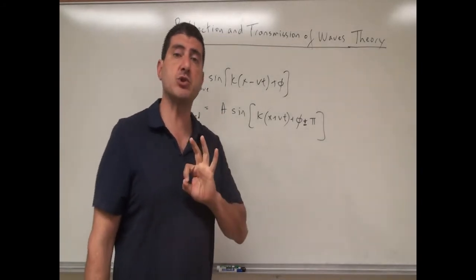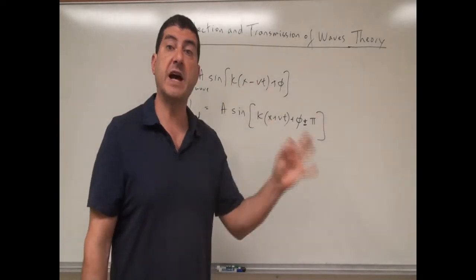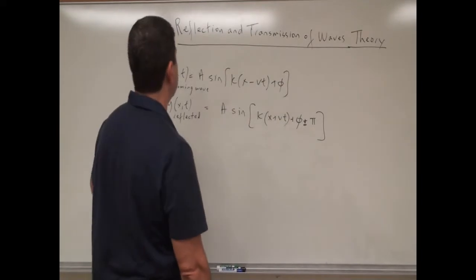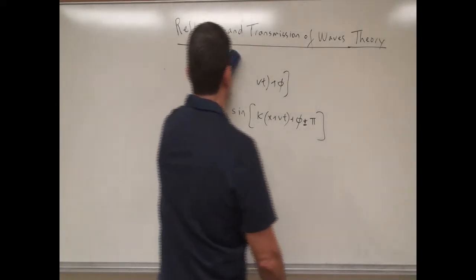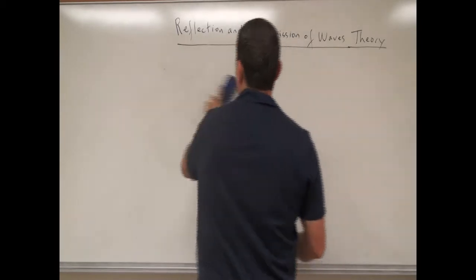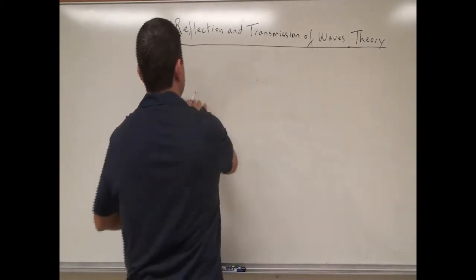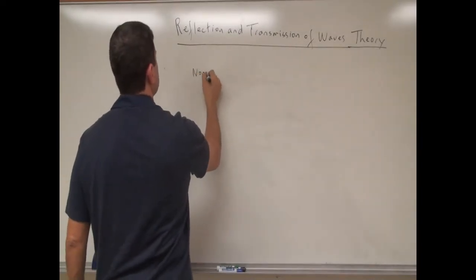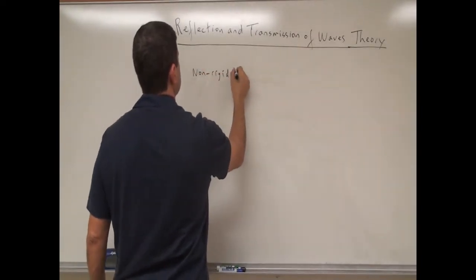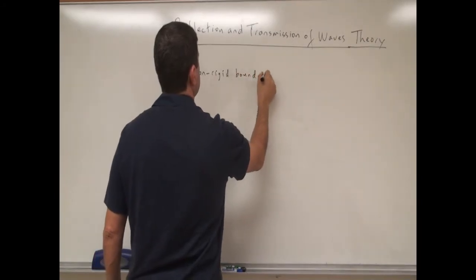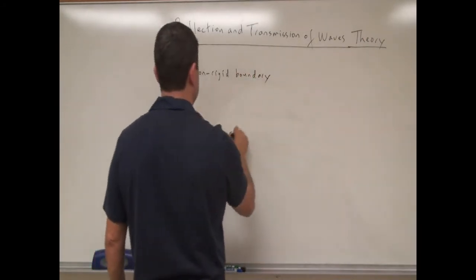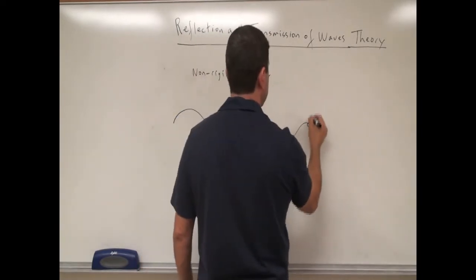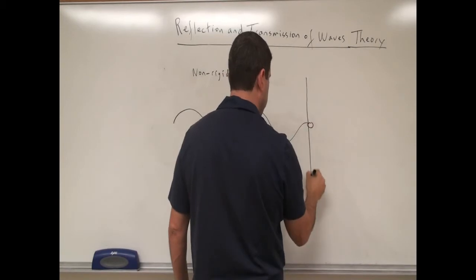So now let's see what happens to the wave from a non-rigid boundary, a boundary that is free to slide. So that will look like this. So a non-rigid boundary. So the wave will look like this, and then you'll have a hook, and maybe there's a bar here, like a post.